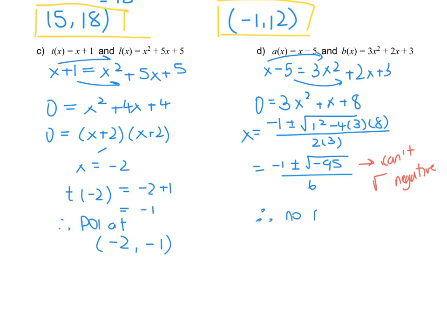Therefore, no real solution, meaning no point of intersection. All right, so for these four examples, we actually solved for the point of intersection because it said solve the system or determine where the functions intersect.